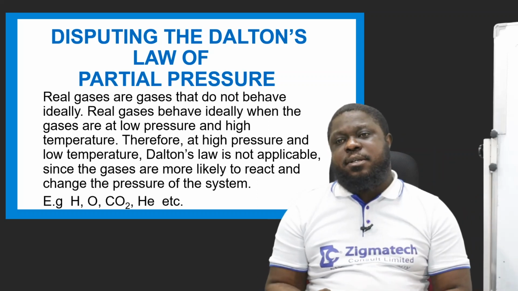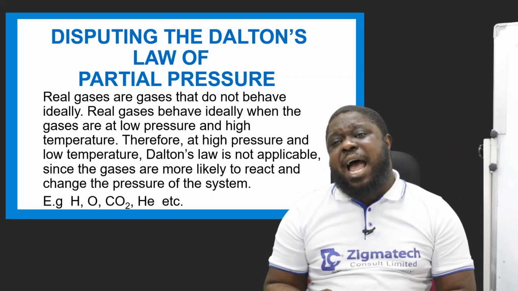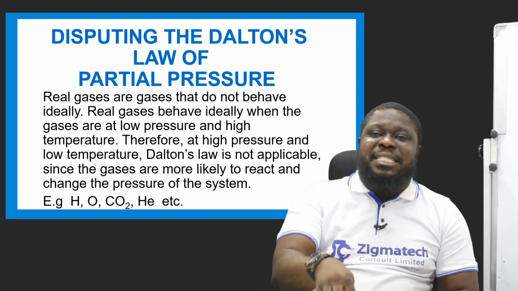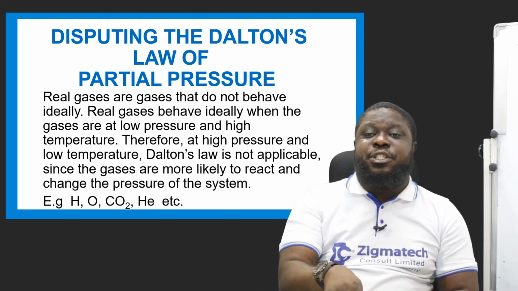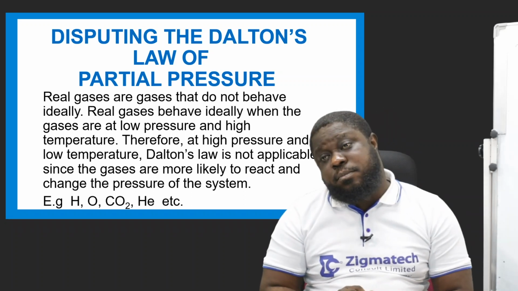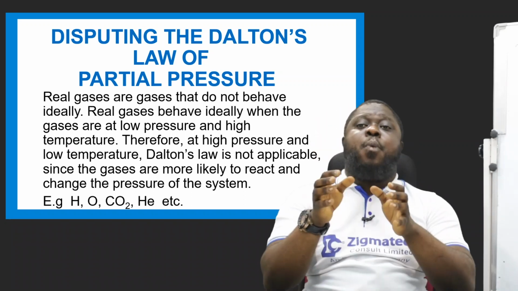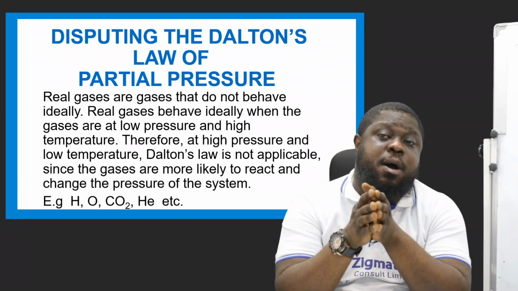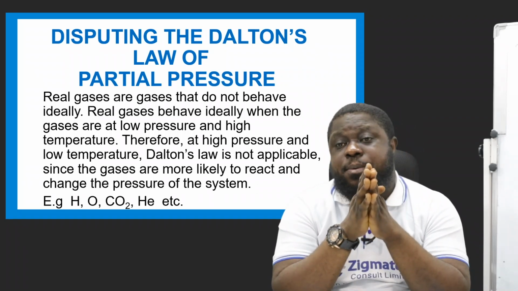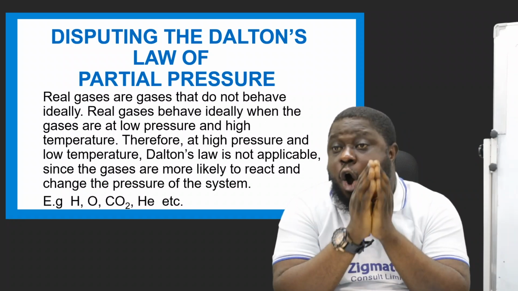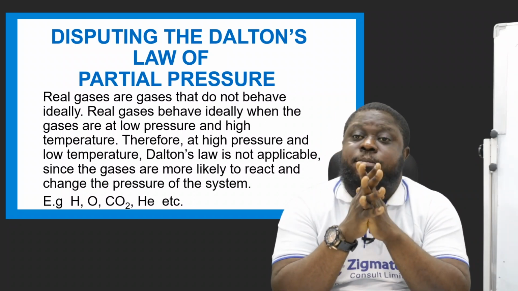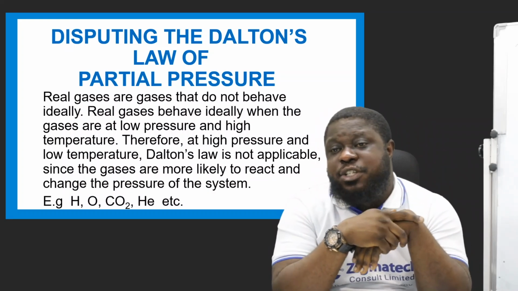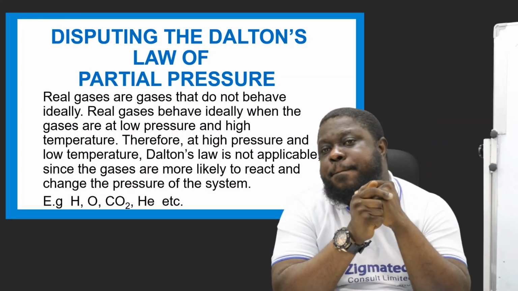pressure is high. Okay? Therefore, at this high pressure and low temperature, Dalton's law is not applicable, since the gases are more likely to react and change the pressure of the system. So when this low temperature comes, Dalton's law is not applicable. Dalton's law becomes wrong. Examples of these gases are hydrogen, oxygen, carbon dioxide, and helium.